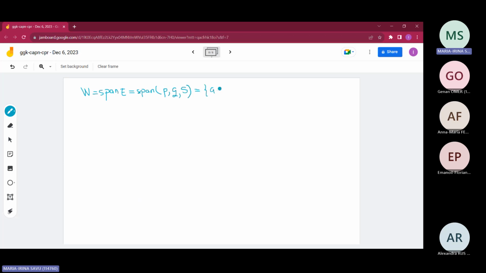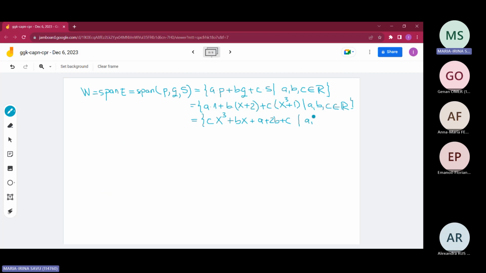So it is a times P plus b times Q plus c times S, with a, b, c in R. So it is a times 1 plus b times (x plus 2) plus c times (x cubed plus 1), with a, b, c in R. So it is c x cubed from here, plus b x from here, plus a plus 2b plus c. Okay, so this is W.